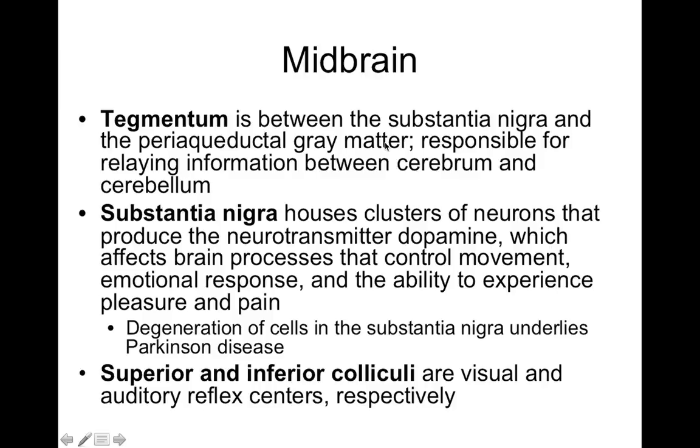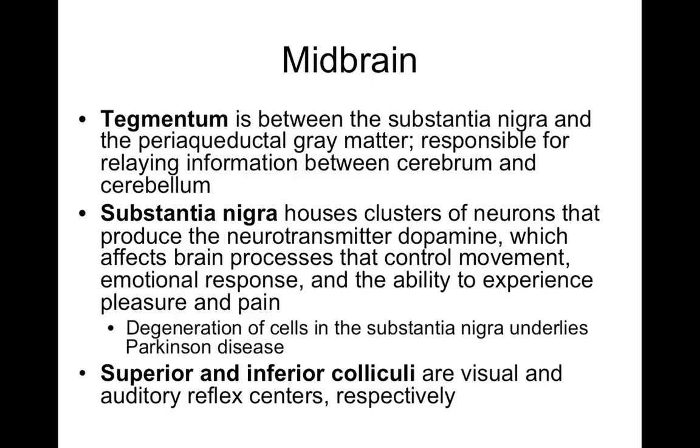The tegmentum is found near the substantia nigra, which means black substance, and it's responsible for relaying information between your cerebrum and cerebellum. So when you think of your tegmentum, think of this as being a relay center for movement. Since your cerebrum is involved with planning movement, and your cerebellum is involved with helping to store muscle memory, it's a communication between those two. The tegmentum is involved there. So that's an important function there.